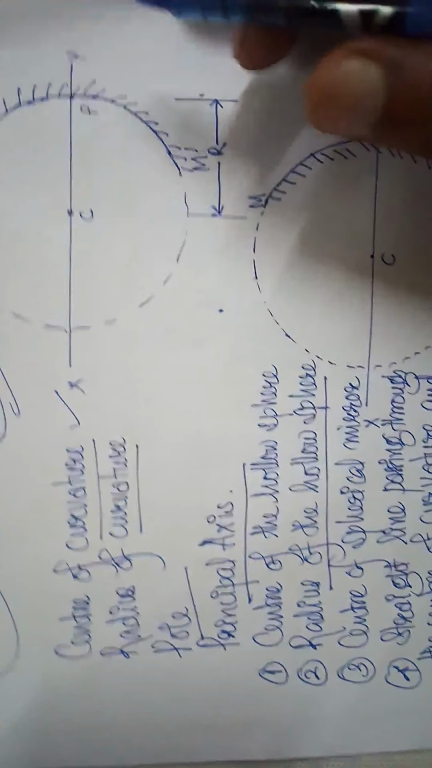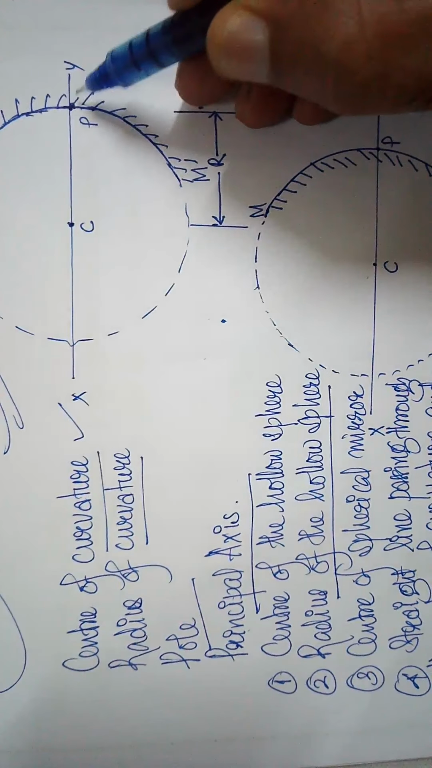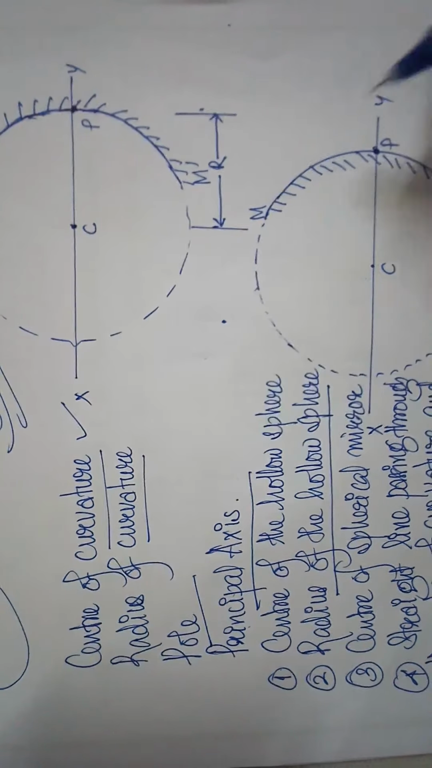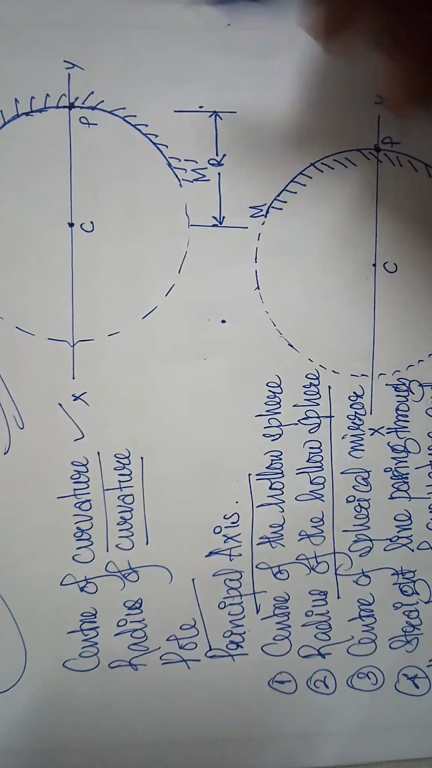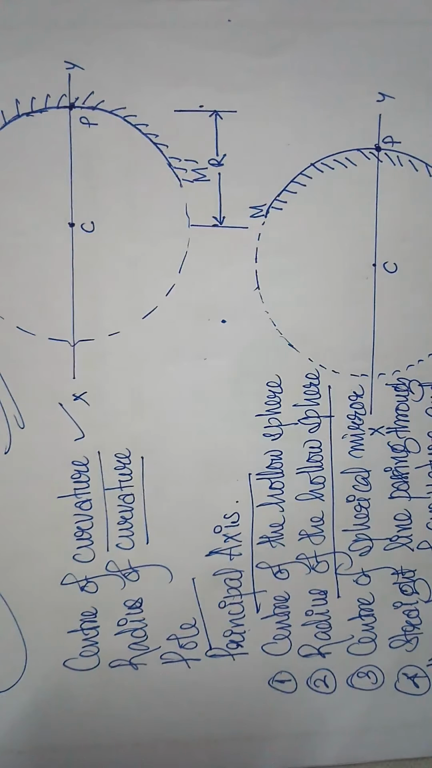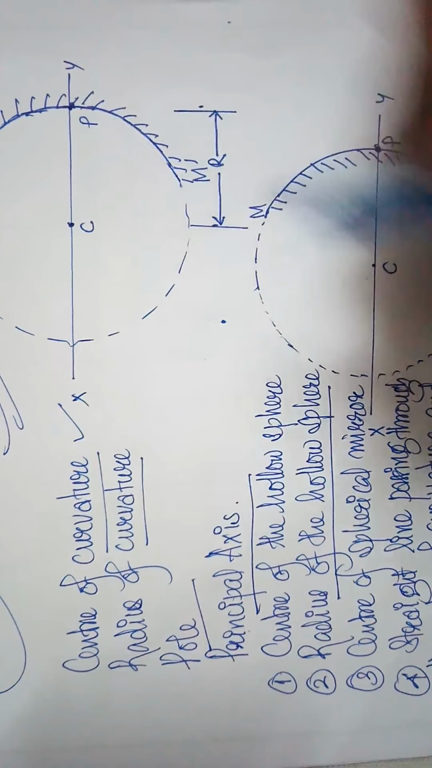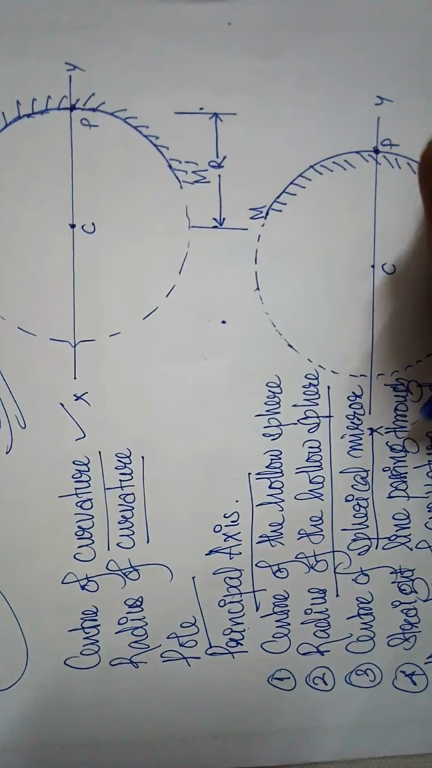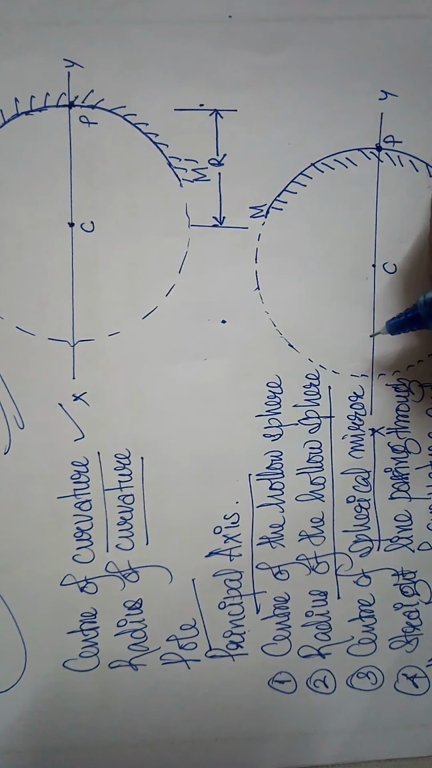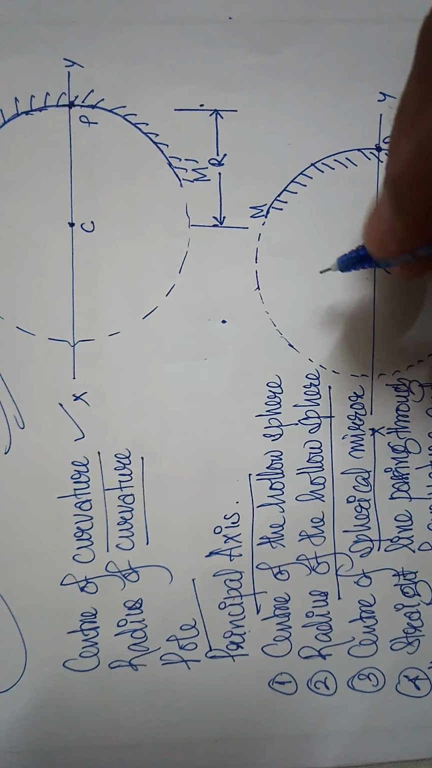The center of the spherical mirror is called its pole. It is denoted as P here. The middle point of the spherical mirror is called the pole, or we can say the midpoint of the spherical mirror is called the pole.